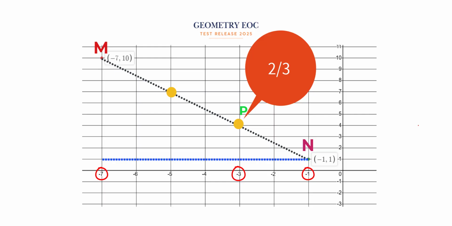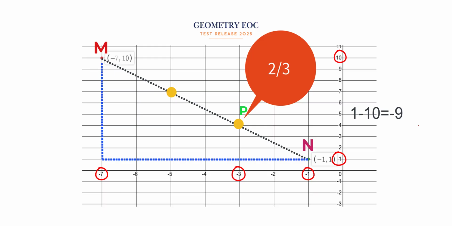The y-coordinate of M is 10. That's our starting point vertically. The y-coordinate of N is 1. That's our ending point vertically. Now let's find the total vertical change from M to N. We subtract final point minus initial point. 1 minus 10 equals -9. The negative sign means we are moving down from M to N. We go down 9 units.